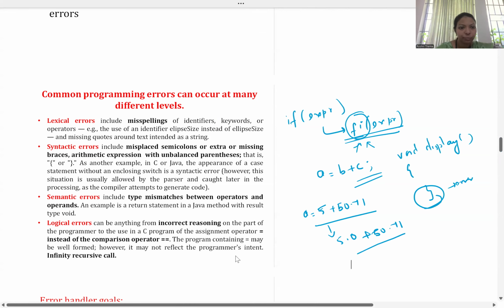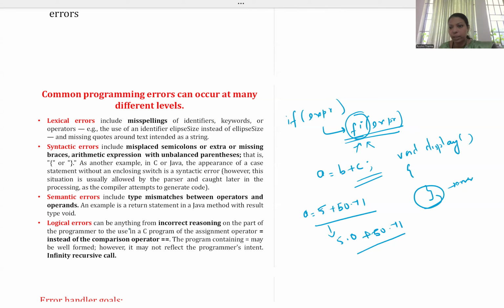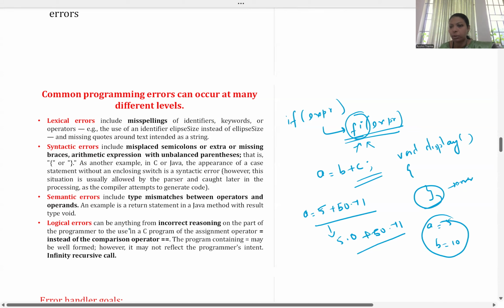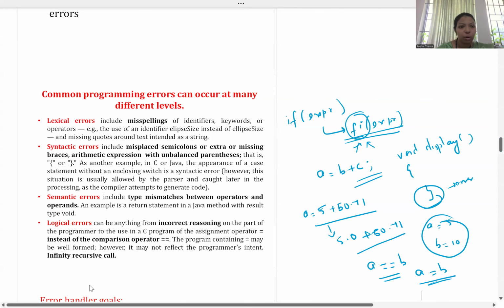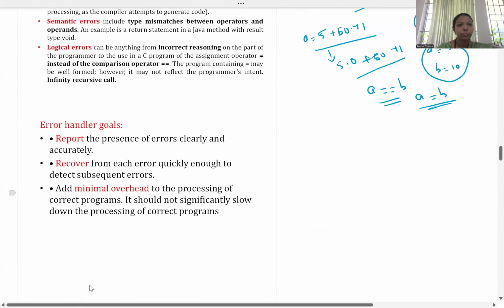And logical errors. What is a logical error? For example, I have A equal to 5 and B equal to 10. I want to check whether both are equal or not, so I have to say A equal to equal to B. Instead of saying equal to equal to, if I say A equal to B, then it is logically wrong, right? These kinds of errors are all logical errors. So these kinds of errors are there, and all of these can be found out.